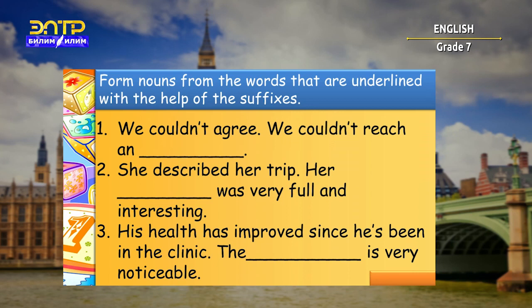Have you finished? Let's check your answers all together. The first word is agree, and the sentence will sound like: we couldn't agree, we couldn't reach an agreement. And the word is agreement. The second one: she described her trip, and her description was very full and interesting. And the word here is description. And the third one: his health has improved since he's been in the clinic. The improvement is very noticeable, and the right word here is improvement.